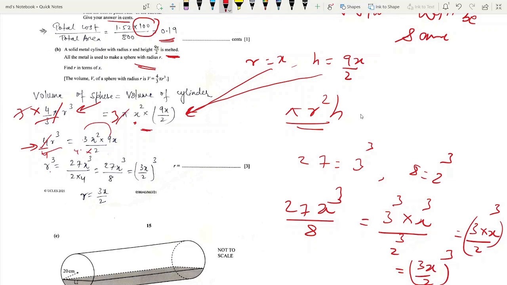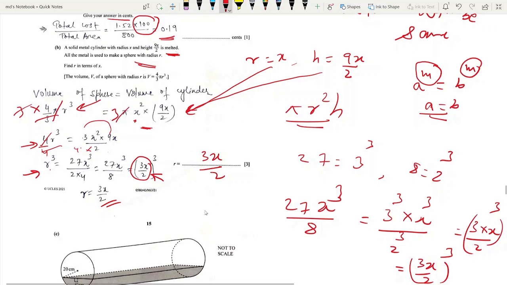Now we have one more result. If we have a to the power m equals b to the power m, I mean if the powers are the same, then directly we can write a equals b. So here r cube equals something cube, so r equals that. So r cube equals 3x over 2 whole cube, so r equals 3x over 2 itself. So r is 3x over 2.